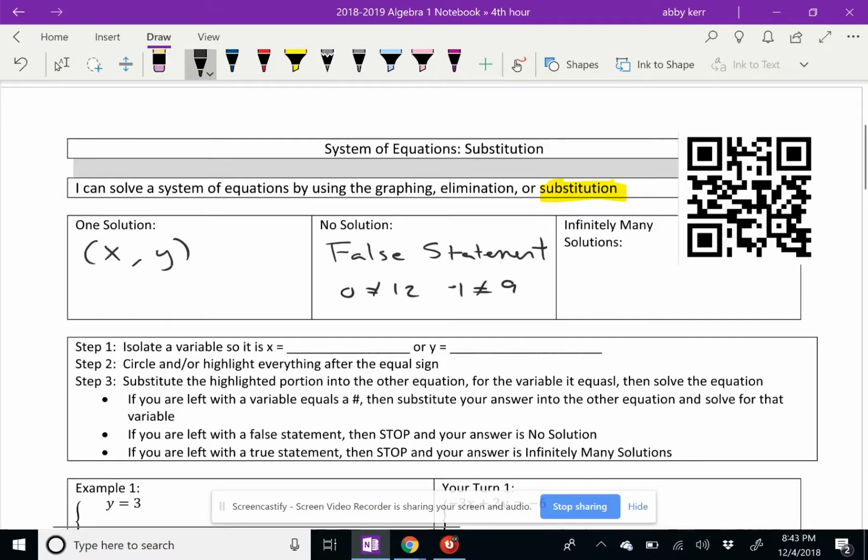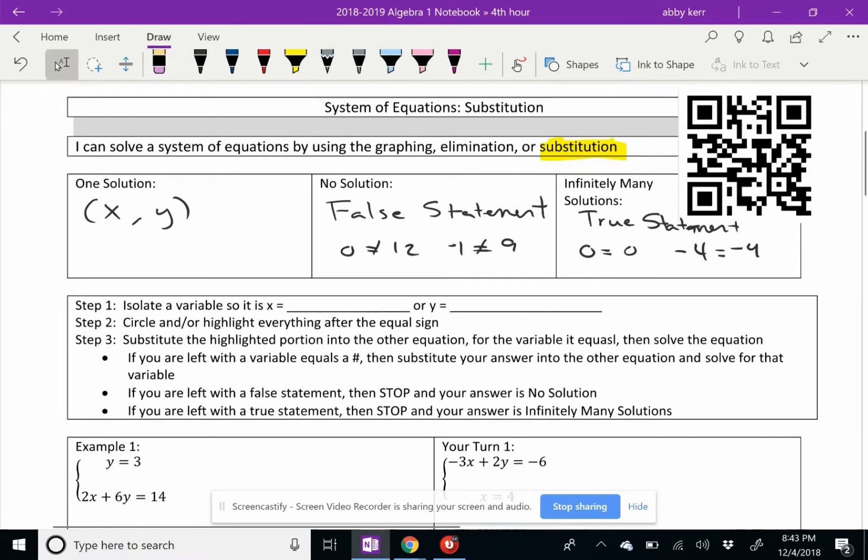Now, if you get a different false statement than, let's say, your desk partner, that's okay. A false statement means no solution. It means they probably just showed their work slightly different than you did, but the answer is still the same, which is no solution. Now, infinitely many solutions is just the opposite of that. You would get a true statement. So something like 0 equals 0 or -4 equals -4. Something that signifies one number on the left is the same as the number on the right.